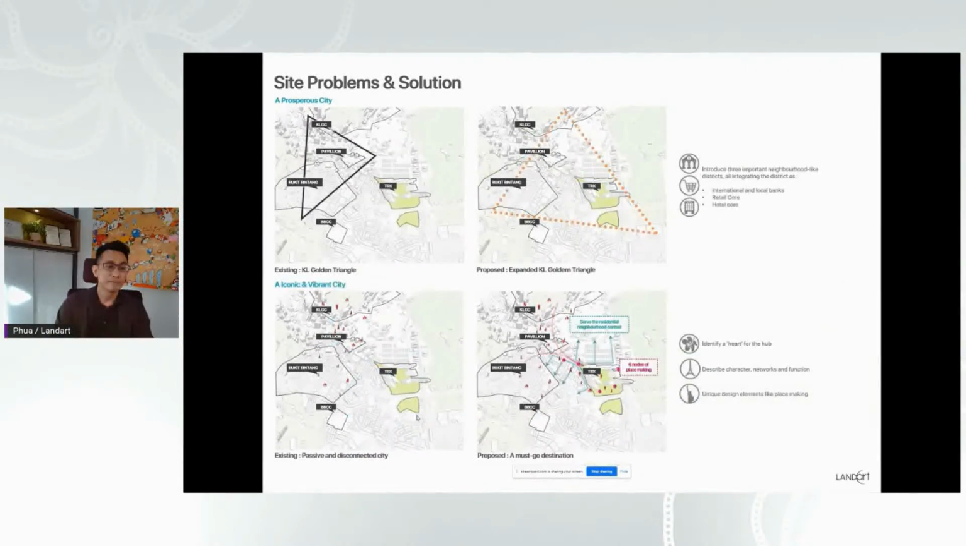And the fourth will be a prosperous city. We extended the KL Golden Triangle city into a bigger scale to make it part of the international tourism hotspot in the future, beside KLCC, because everyone knows about KLCC when it comes to visiting Malaysia. But in the future, this will be the extended area for TRX. We also make it part of an iconic and vibrant city, a must-go destination, because this is going to be a bigger financial hub in Malaysia.